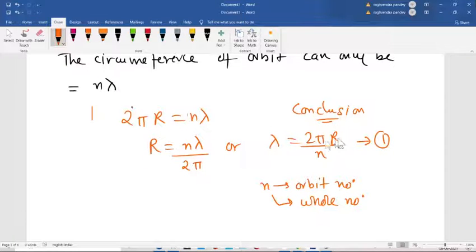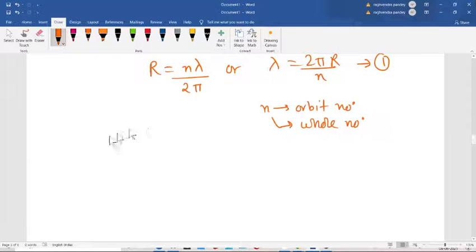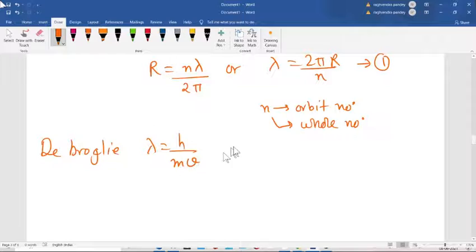Now lambda is equal to 2 pi r upon n. So that is your first equation. Another equation is your de Broglie equation. So what is de Broglie? The de Broglie equation is lambda is equal to h upon mv. So this is another equation.